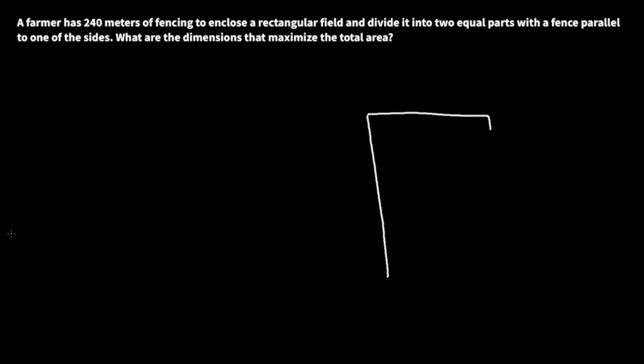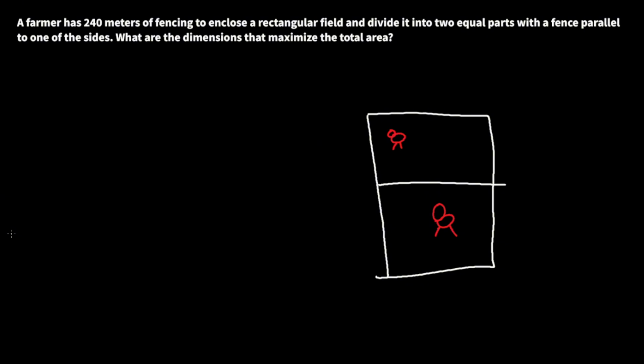A representation of this fencing just looks like this, where each line is some fence, and these are individual places where maybe a cow can reside or something like that. Like there's a cow here, there's a cow here, cows with two legs. And they're parallel to one of the sides. What are the dimensions that maximize the total area?